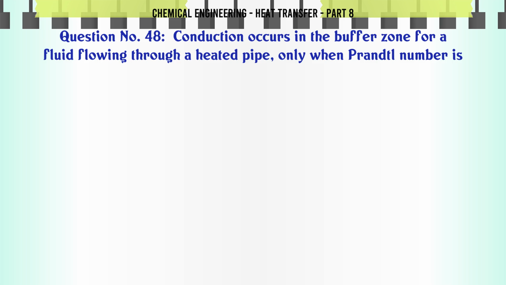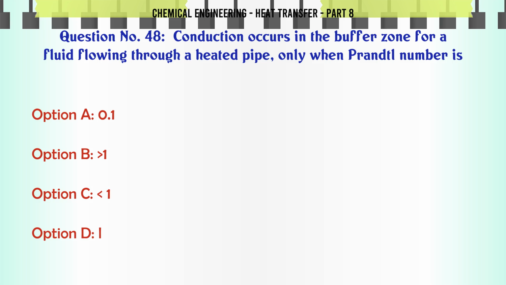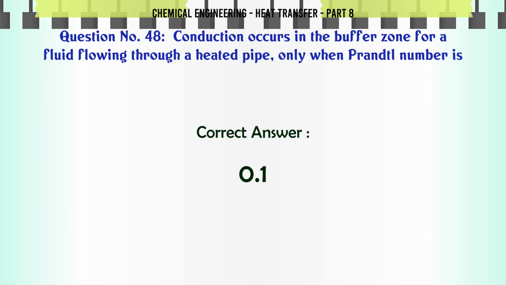Conduction occurs in the buffer zone for a fluid flowing through a heated pipe only when Prandtl number is: A. 0.1, B. 1, C. >1, D. ≥1. The correct answer is 0.1.